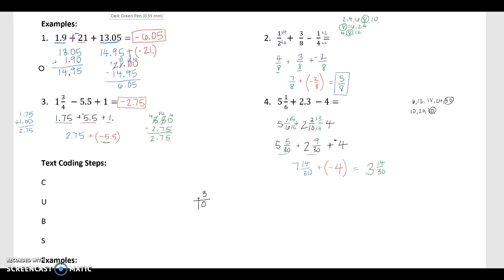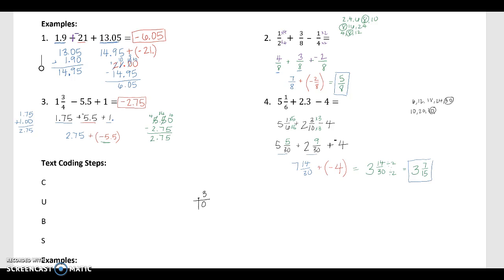So positive 3. Is that simplest form? No, because these are both even numbers, right? I can divide the top by 2 and the bottom by 2. So I have 3 and 7 over 15, okay? And it's a positive answer.